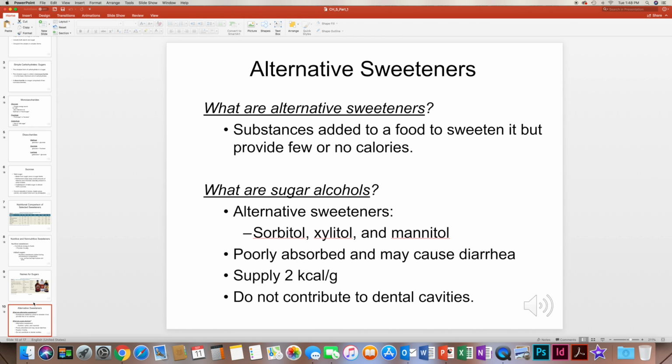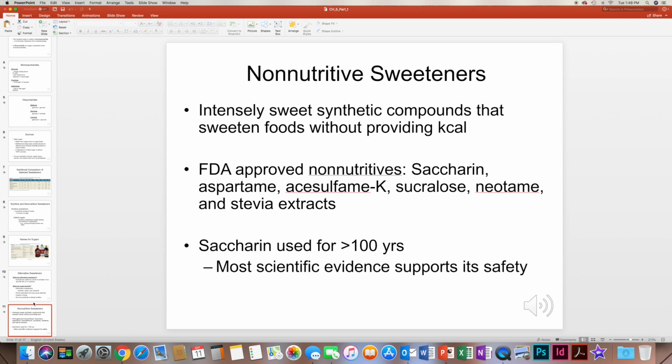What are alternative sweeteners? It's anything added to a food to sweeten it but provides few or no calories. Some of them are sorbitol, xylitol, or mannitol. They're much higher in their sweetness, but they don't have as many calories. They are approved as non-nutritives. Examples are saccharin, aspartame, sucralose, and stevia extract. Saccharin has been used for over 100 years. Most scientific evidence supports its safety, but you have to remember many of these non-nutritive sweeteners are artificial. So you need to be careful and really limit them.